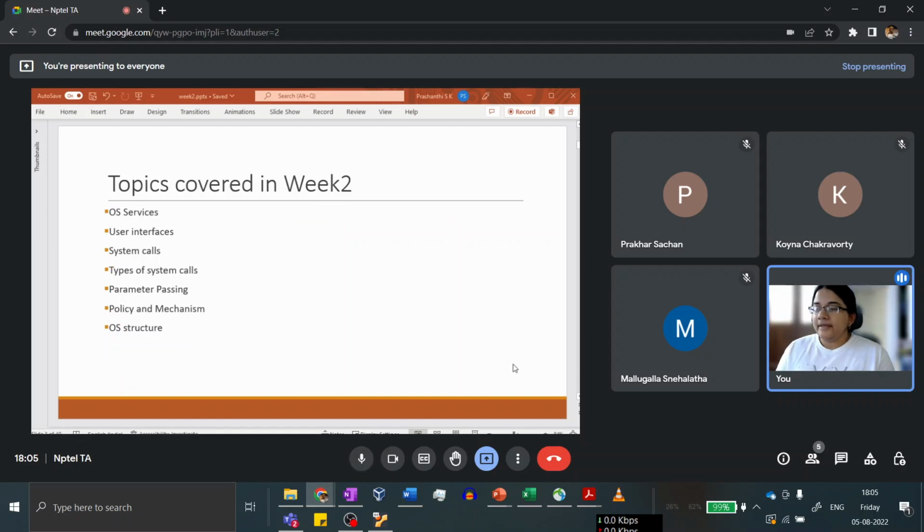Okay, so coming to a quick recap of what was covered in week 2. You looked at the various services that the OS offers and different types of user interface like the batch, the GUI, and the command line interface. And also, system calls were discussed in detail, the types of system calls, the transition from user mode to kernel mode, things like that, and then the ways to pass parameters to the OS, the different methods to do that, and then the difference between policy and mechanism, which I'll highlight a little bit more, and also the structure of the OS. So today's questions will also focus on these topics.